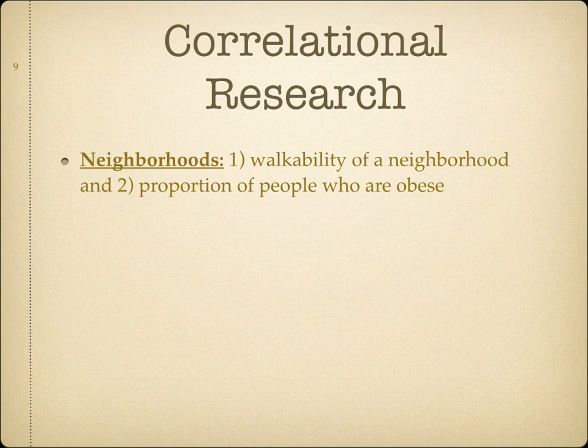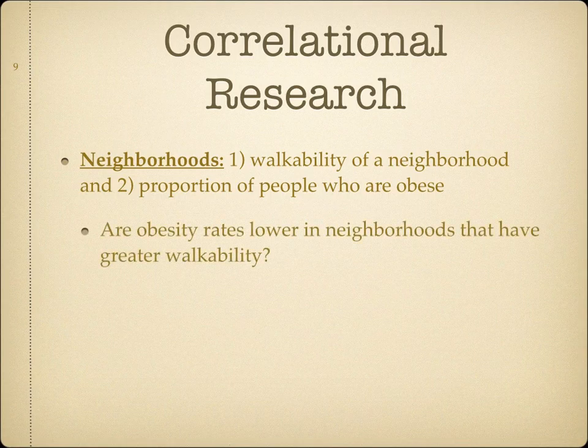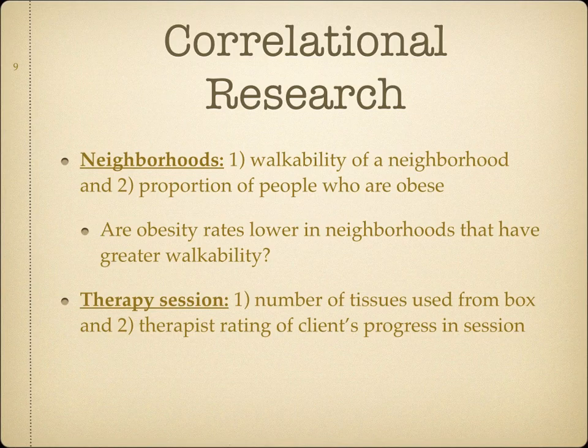Neighborhoods. So we're going to observe neighborhoods. We're going to measure two things about them. We're going to measure the walkability of the neighborhood, and then we're going to measure somehow the proportion of people in that neighborhood who are obese. We may do that by an observational method. We may do that by some kind of survey of the people in the neighborhood. And we're interested in, are obesity rates lower in neighborhoods that have greater walkability? Is there an association?